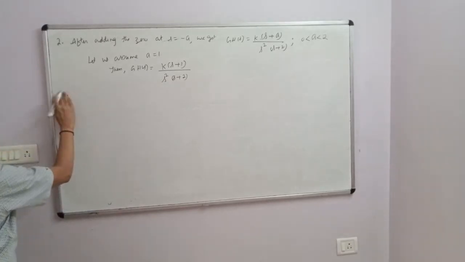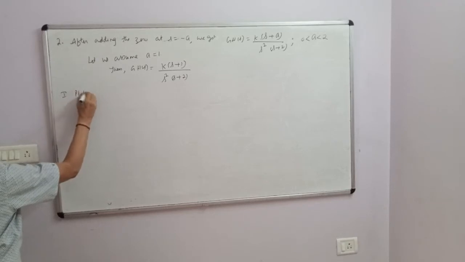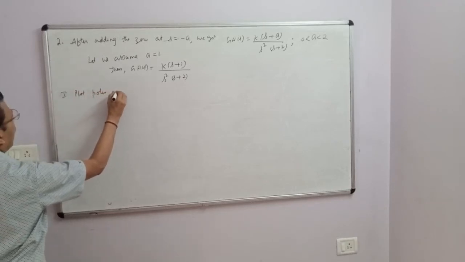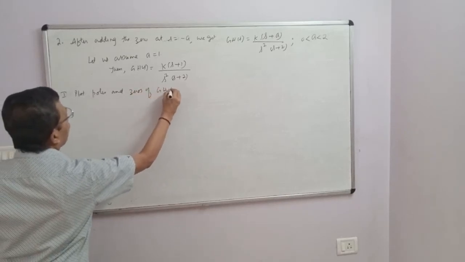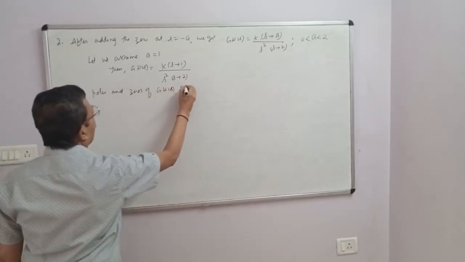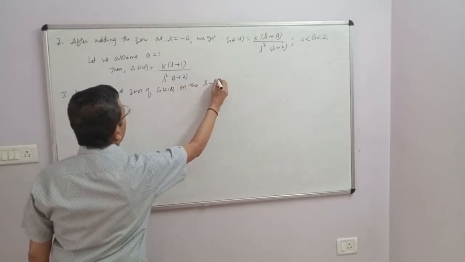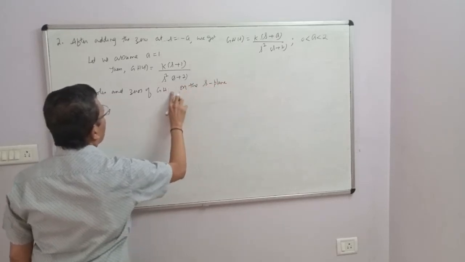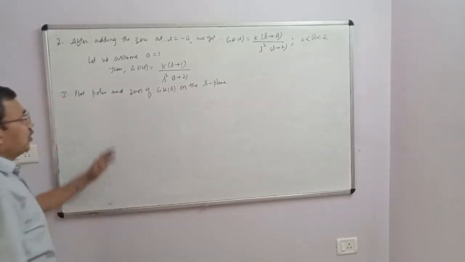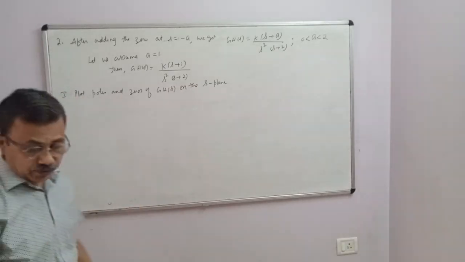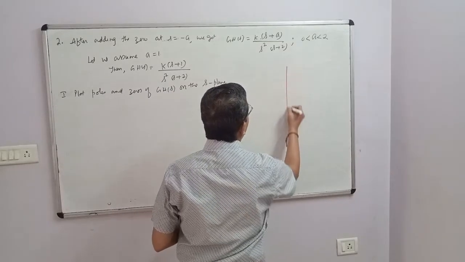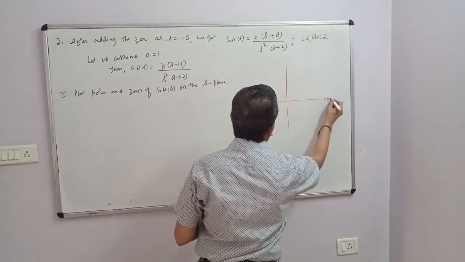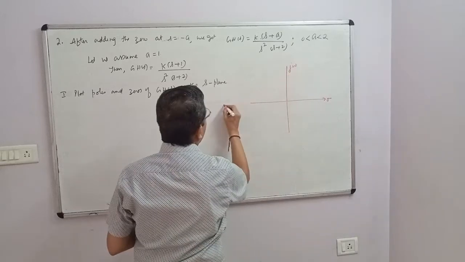Step number 1. Plot poles and zeros of GH of S on the S plane. GH of S is same as G of S, H of S. S plane, I keep repeating, is a complex plane whose real axis is sigma, imaginary axis is j omega.